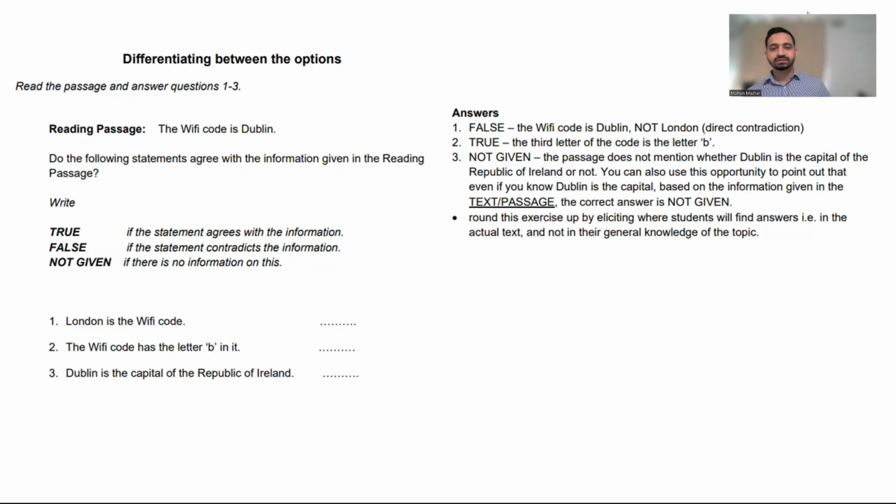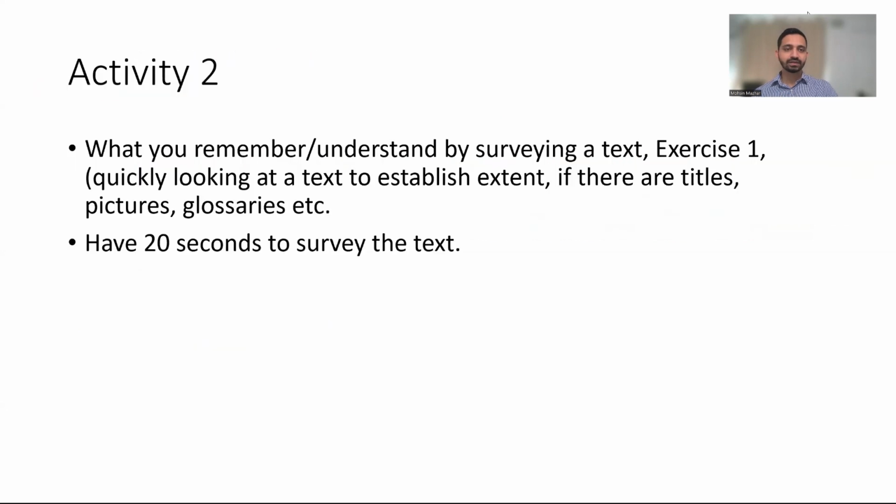All right. This is the main thing that I wanted to get across. All right, let's do activity number 2. What do you remember, understand by surveying a text in 1? Quickly looking at the text to establish extent, if there are titles.